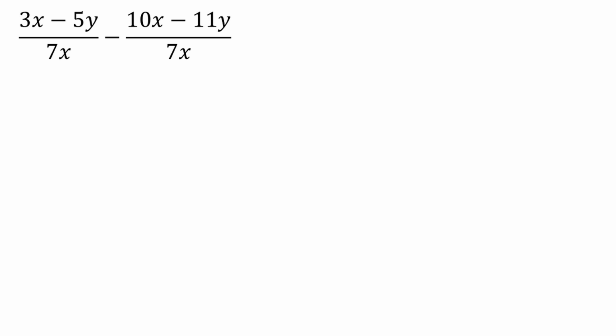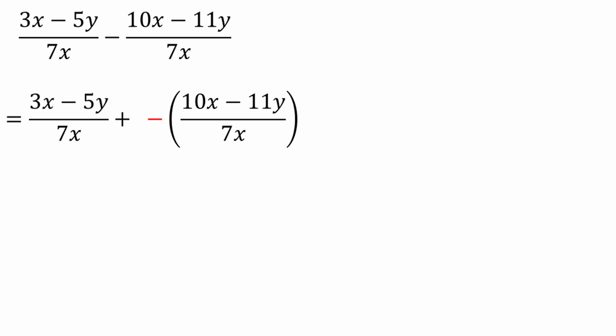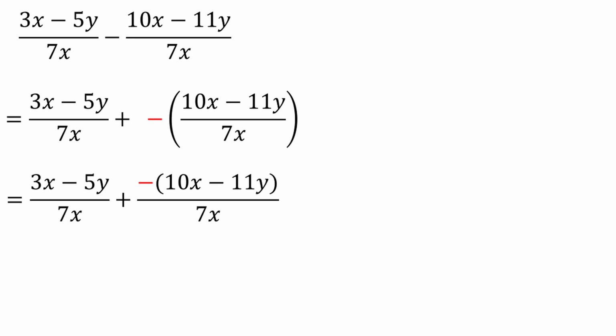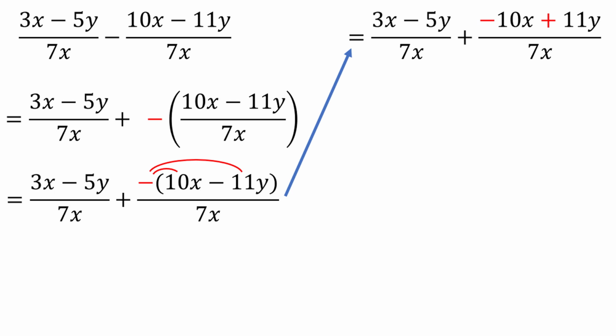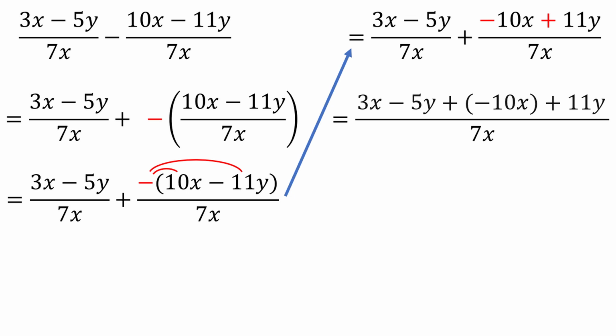The best way to think about it is to rewrite the problem as adding the negative of the second term. Now we can apply the negative sign to the numerator and distribute. We have negative 10x plus 11y in the numerator of our second term. Now we can add the two fractions by adding the numerators all under one common denominator of 7x. We have 3x minus 5y plus negative 10x plus 11y.